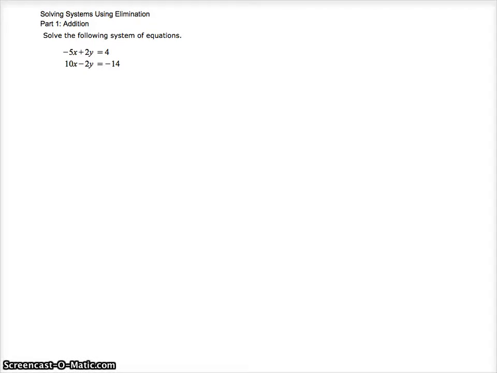In part one, we're going to look at strictly using addition, and I'm going to add subtraction because you can actually subtract too. So let's look here at what they mean.